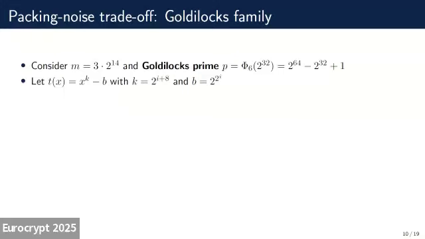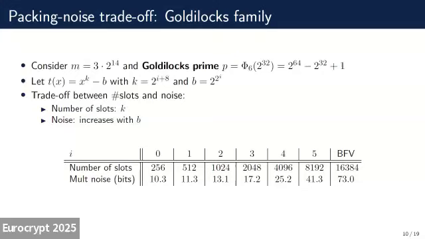Another interesting prime, especially for zero-knowledge applications, is this 64-bit prime, which we call the Goldilocks prime, and this also fits in this cyclotomic shape. For this prime, we could generate a similar table with the same conclusion. Namely, we have this trade-off between slots, where the leftmost parameter sets have a small number of slots and small noise, and the rightmost parameter set has a large number of slots and a large noise growth. Note, however, that in this case, the gain from using our generalized scheme is even bigger, since this leftmost parameter set has 7 times smaller noise than the rightmost one.